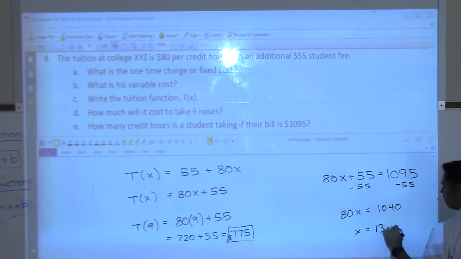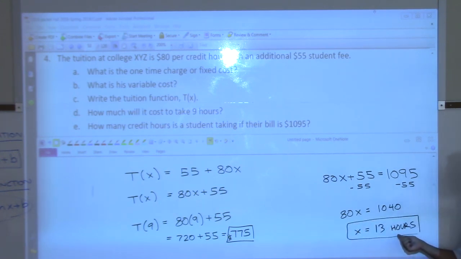13 hours. So on your test, on these word problems, if you get 13, that'll be correct. But if you want full credit, you have to tell me hours, all right? Because there's a difference between $13 or 13 hours. What is this, right? So quantify it for me.